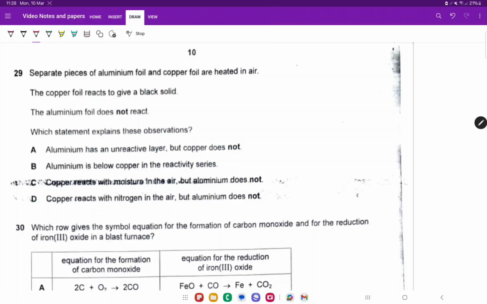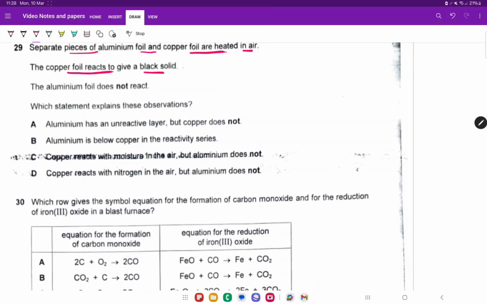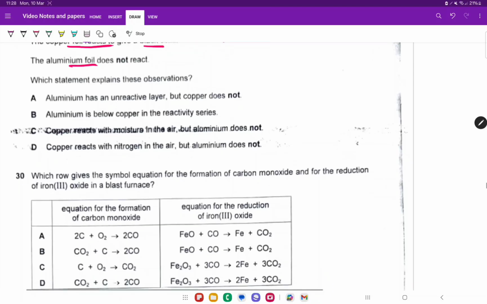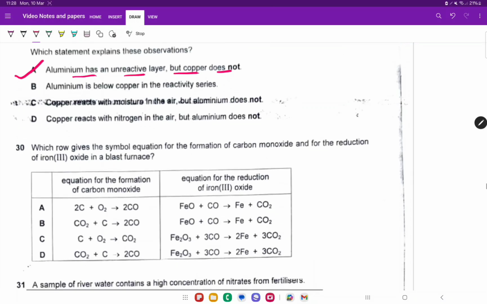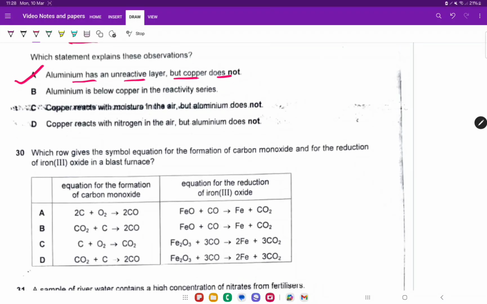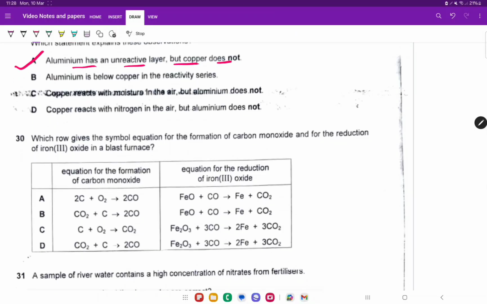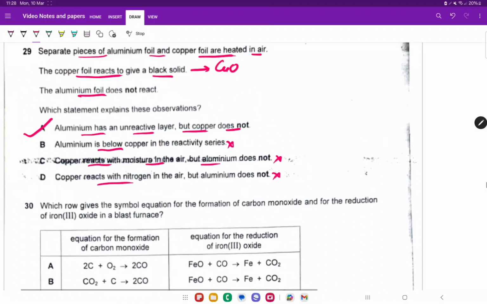Question 29 says separate pieces of aluminium foil and copper foil are heated in air. Copper foil reacts to give a black solid, which should be copper oxide, and aluminium foil does not react. Which statement explains these observations? Aluminium has an unreactive layer, but copper does not. Yes, it's correct, because aluminium has a protective layer which does not allow the oxygen to react with aluminium. Hence, the reaction will not take place. Aluminium below copper, no. Copper reacts with moisture in the air, no. Copper reacts with nitrogen, no. The answer is A for question 29.